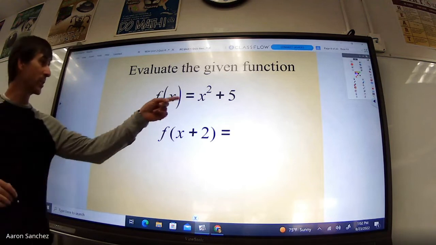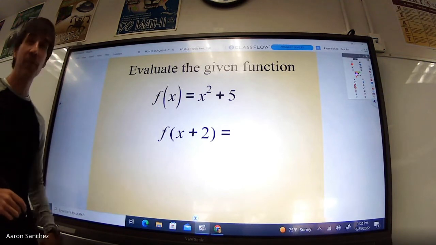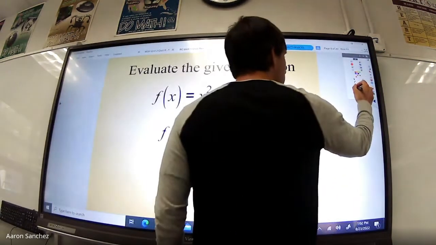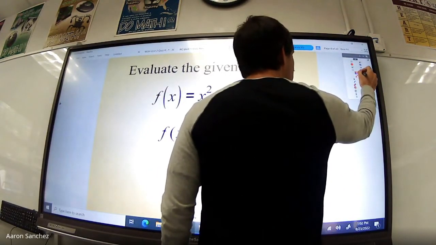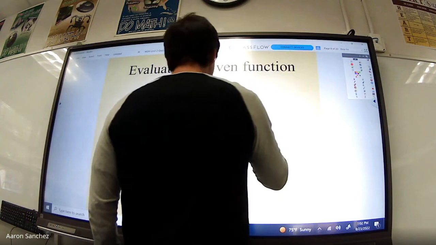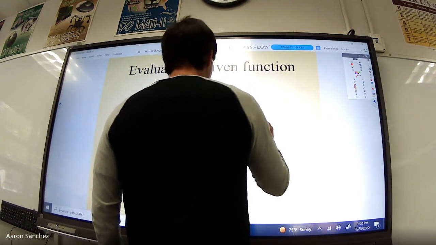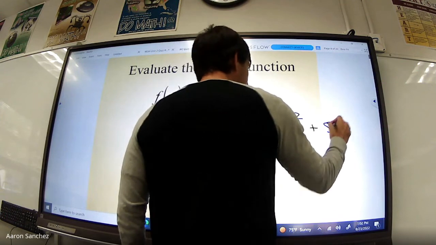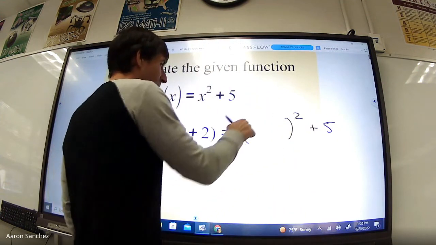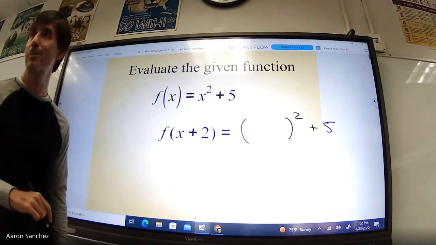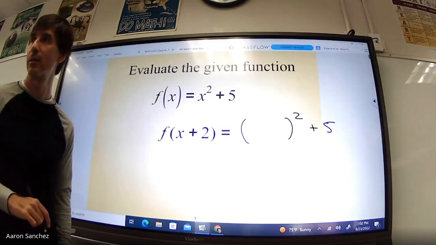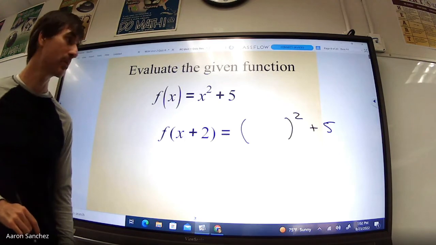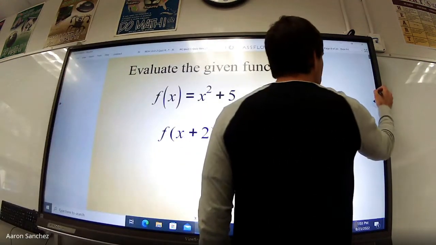Okay. Now look at this one. f of x equals x squared plus 5. Find f of x plus 2. So the first thing I would do is, and I'll have you guys go like this: x squared plus 5, right? x squared plus 5. What do I put in there instead of the space? What do I put in there? x plus 2.